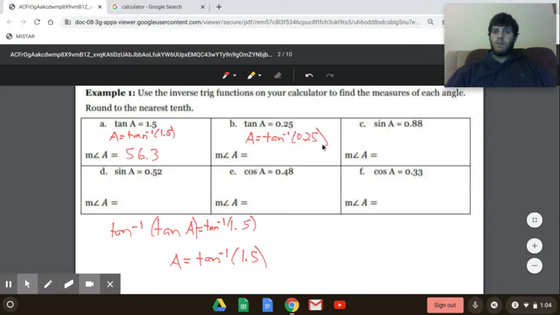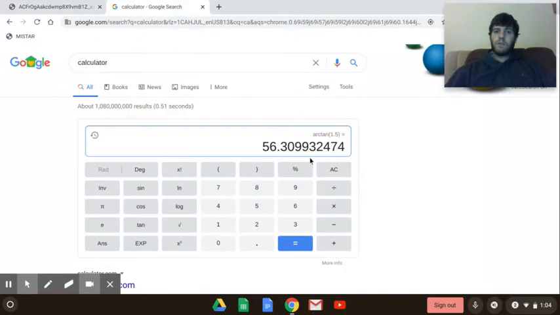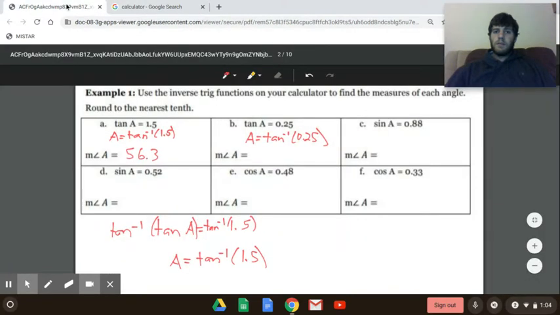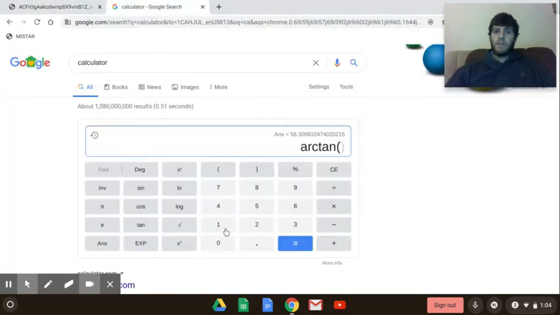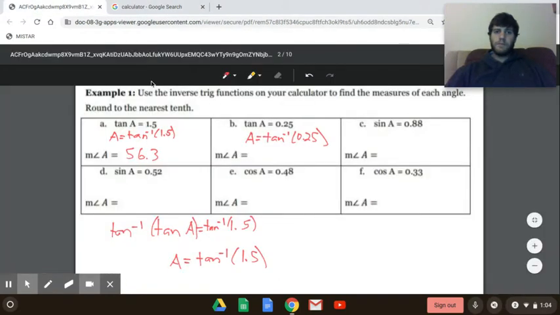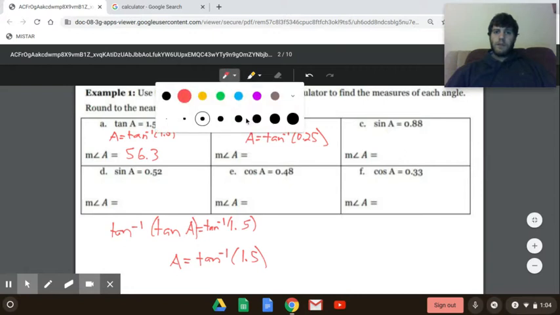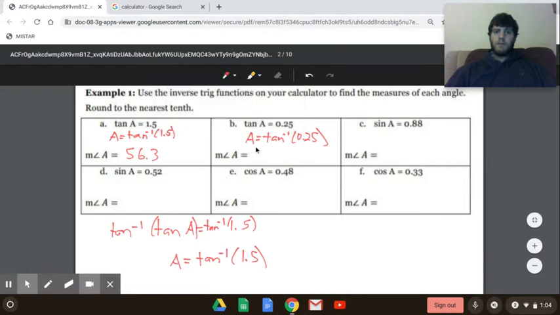0.25. We go to our calculator, make sure we're in degrees, hit the inverse button, and we want inverse tan, or arctan. Inverse tan is the same as arctan. Then it's 0.25. We hit enter, and it tells us 14. We want to round to the tenth place, so that's 1 decimal. So that's going to be 14.0.